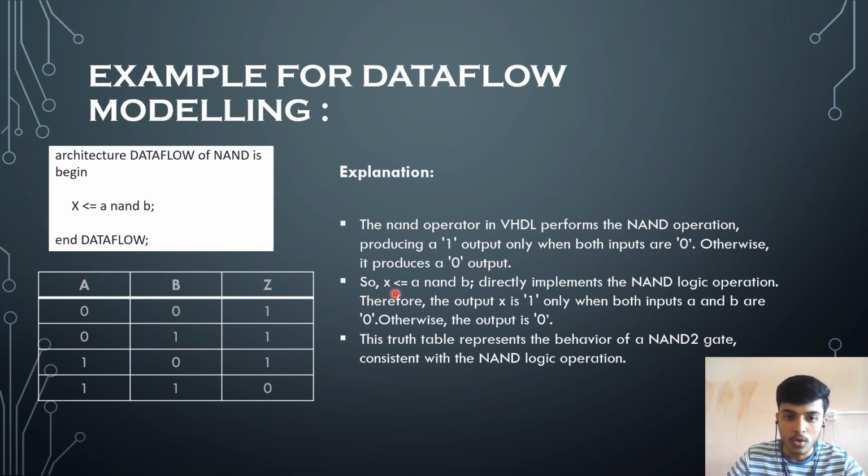So I am assigning X <= A NAND B, which directly implements the NAND logic operation because NAND is a predefined keyword inside the VHDL language. Therefore, the output X is 1 only when inputs A and B are 0, otherwise the output is 0. The truth table is shared, so you can go through it.